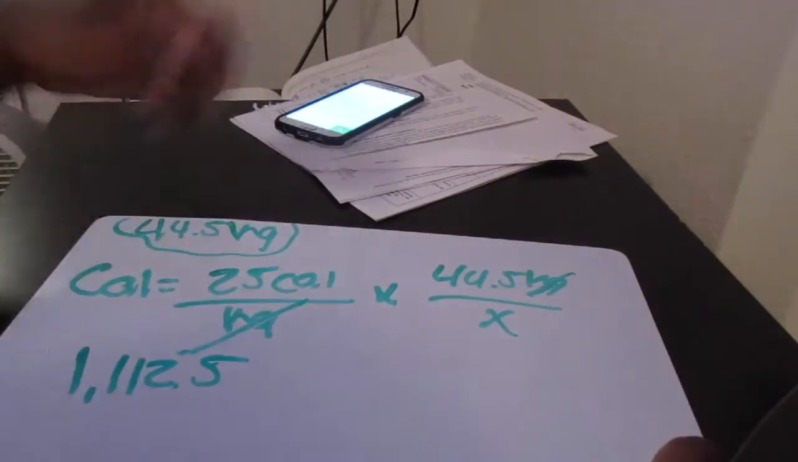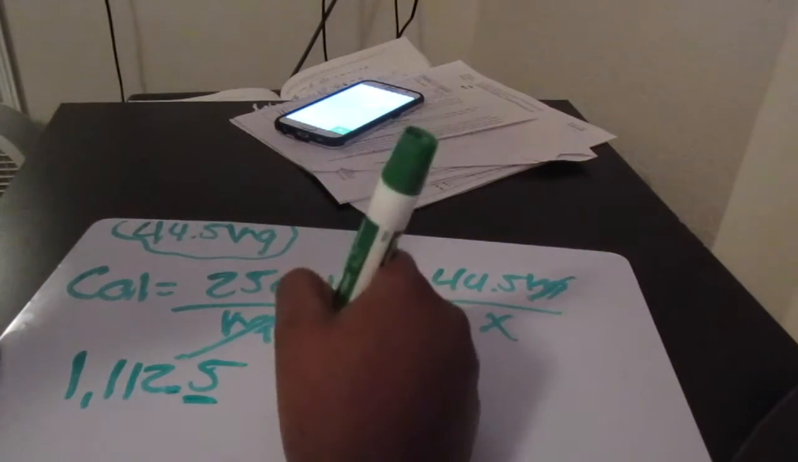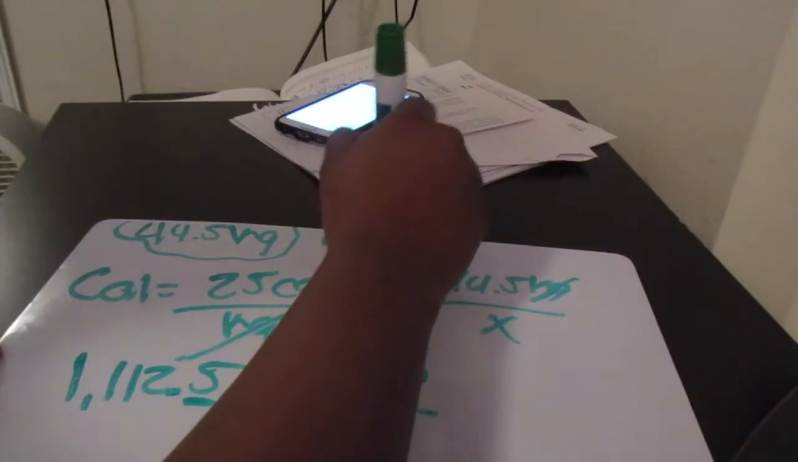And you see that that is 1,112.5. Now remember, guys, we have to round to the nearest whole number. So this 0.5 makes this 1,113. So calories equals 1,113.